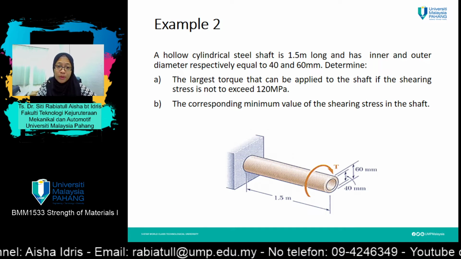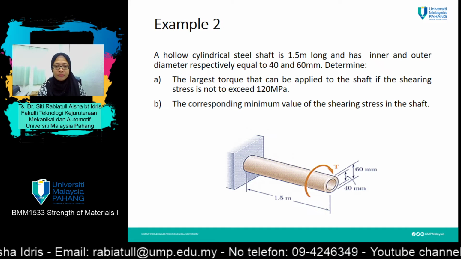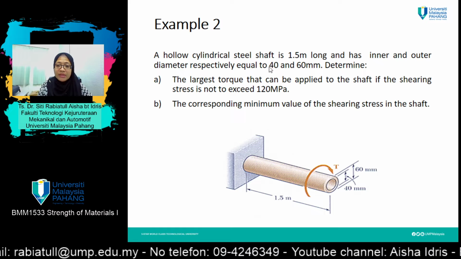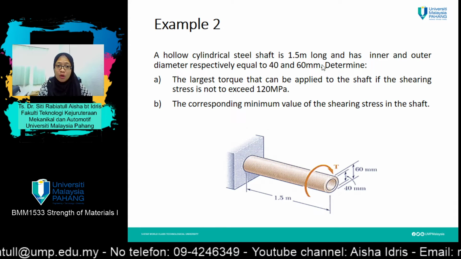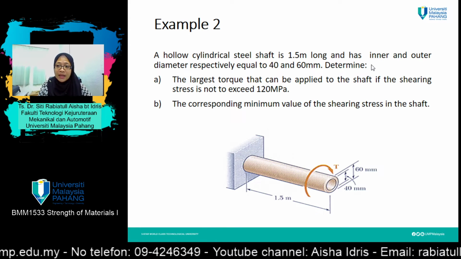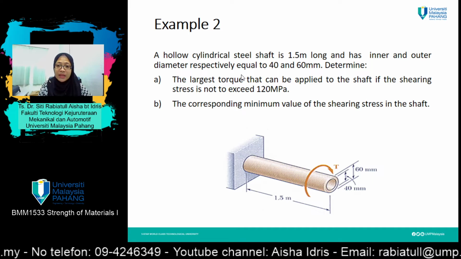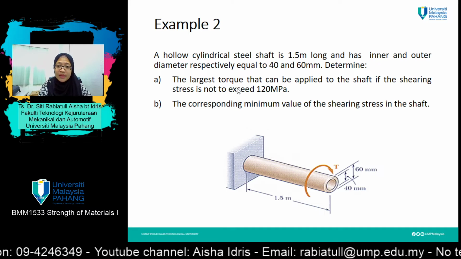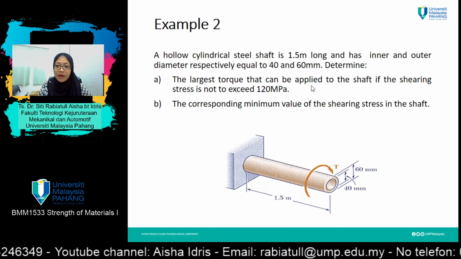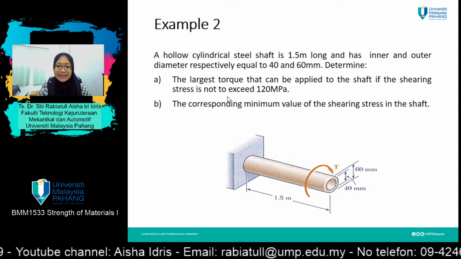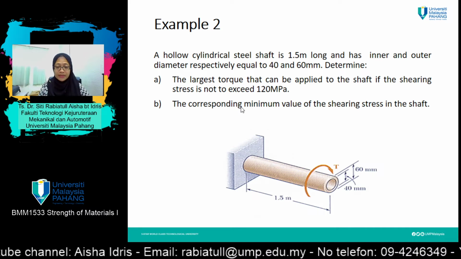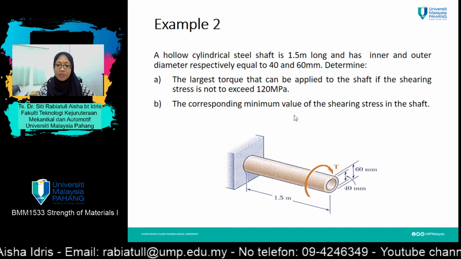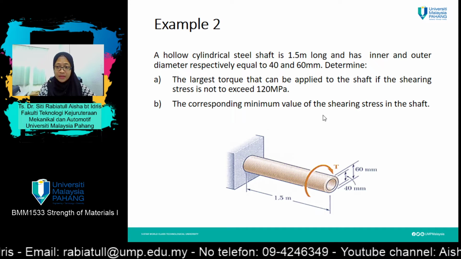Now let's move on to example number 2. Let's read it together. A hollow cylindrical steel shaft is 1.5 meters long and has inner and outer diameters equal to 40 and 60 mm respectively. A: Find the largest torque that can be applied to the shaft if the shearing stress does not exceed 120 megapascal, and B asks you to find the corresponding minimum value of the shearing stress in the shaft.